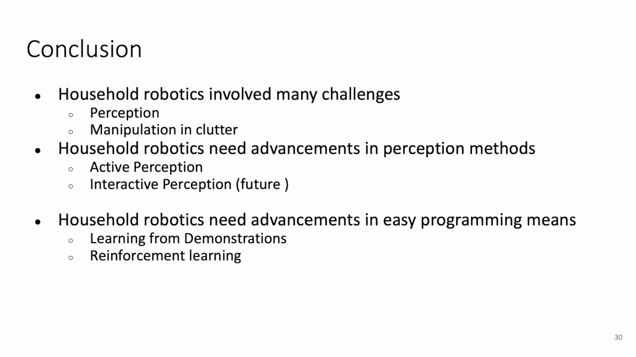So in conclusion, household robotics involves many challenges, including perception and manipulation in clutter. Household robotics needs advancement in terms of active perception and interactive perception. We didn't talk about interactive perception; this is our ongoing research. Household robotics also needs advancement in easy programming, so we discussed learning from demonstrations, and what we didn't discuss is reinforcement learning, which is beyond the scope of this talk.